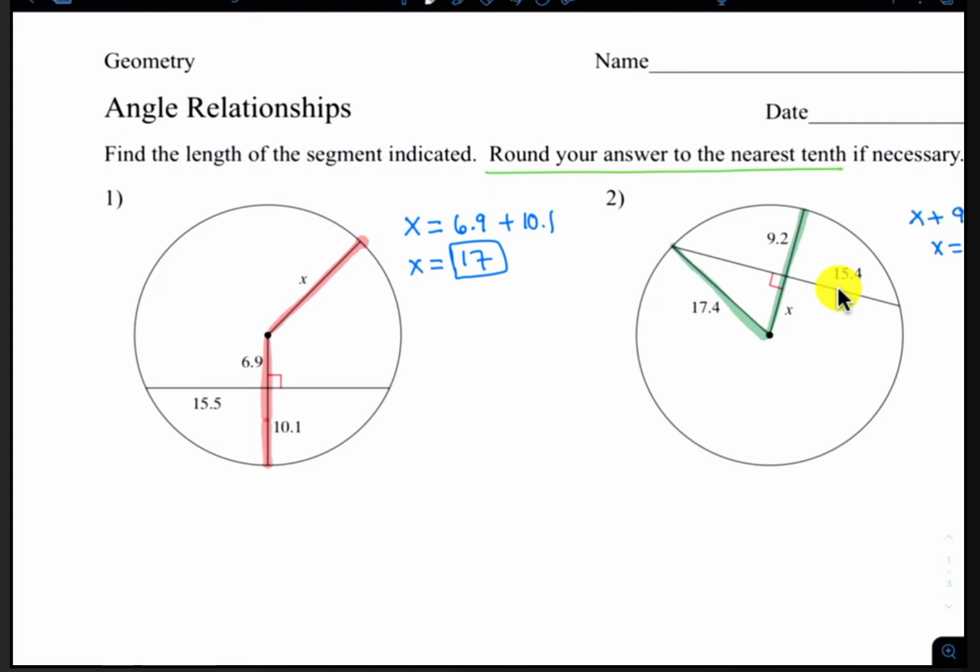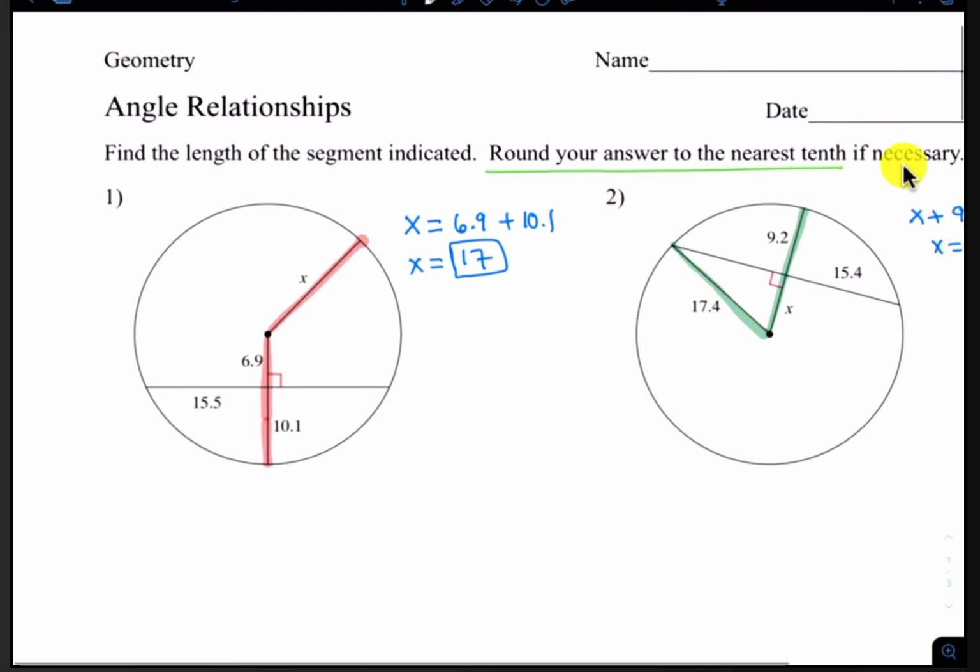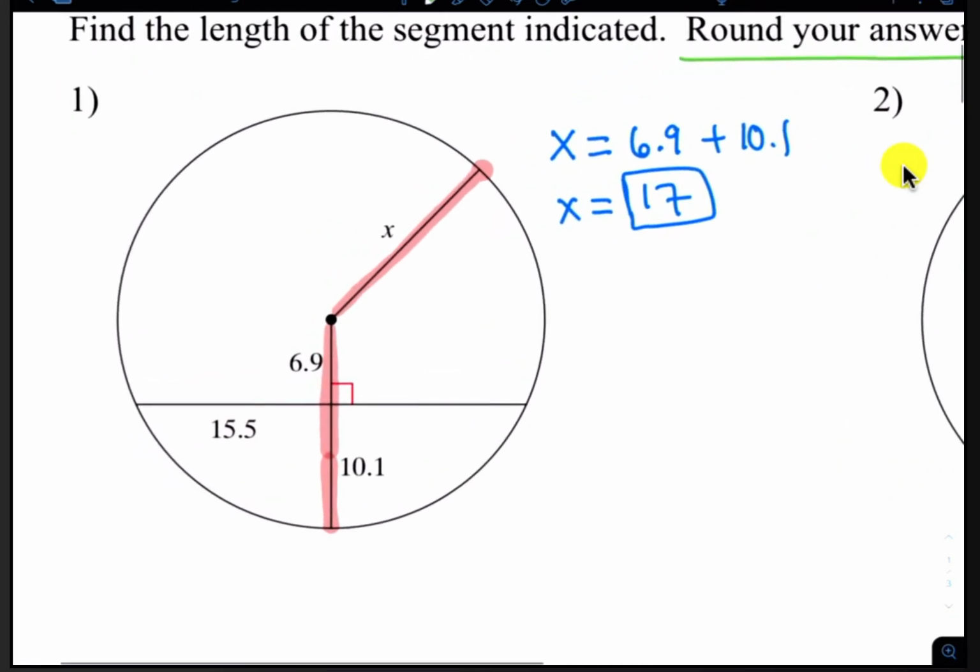Alright, this video covers the angle relationships worksheet. We're going to do the first 4 questions, and let's start with number 1. The directions say to find the length of the segment that's indicated and round your answers to the nearest tenth if necessary. So, question 1, we're looking for the segment X here.